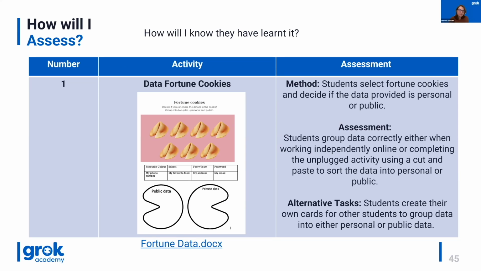So these activities that we've already discussed can be used anecdotally as part of a whole class discussion for assessment, or they can be unplugged worksheets as well. So this is a version of the same fortune cookie data activity where students make decisions on the personal versus the public data, but this one's a cut and paste. So they would cut out the examples and put them in the fortune cookie for public data or private data. An alternative to this task is that they create their own cards and they can group them themselves.